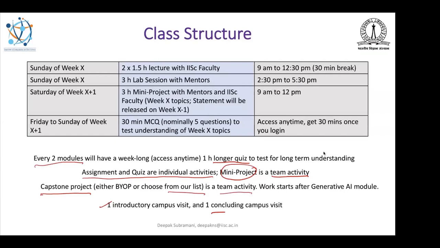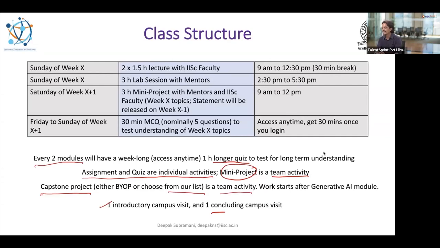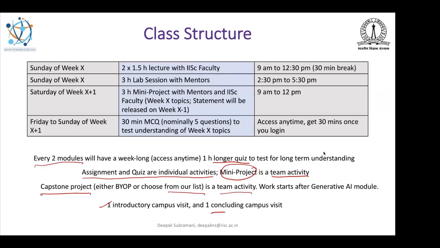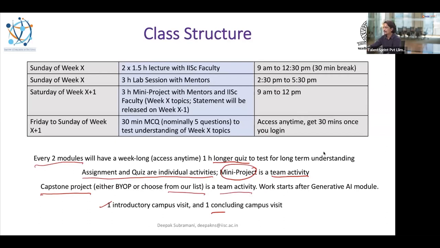Sir, so after the course, alumni status will be given, sir? Mr. Kiran, this is a certificate program from IISc, and you will get a talent sprint alumni access. Okay. Not from Indian Institute of Science. Correct. Okay. Thank you. Ms. Padmasha, you can proceed.